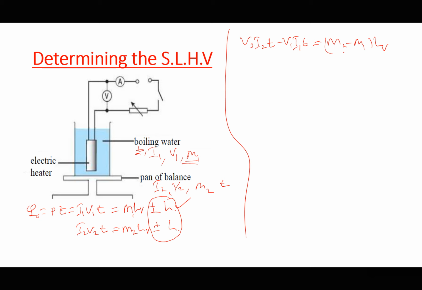I'm not saying that M2 is the initial mass and M1 is the initial mass. No, M1 is the initial change in mass. M2 is the second change in mass when we repeat the experiment the second time for different values of I and V. So note that very well. From this expression, you can conclude that the latent heat of vaporization is V2 I2 minus V1 I1 times T divided by M2 minus M1. That will give us the latent heat of vaporization.